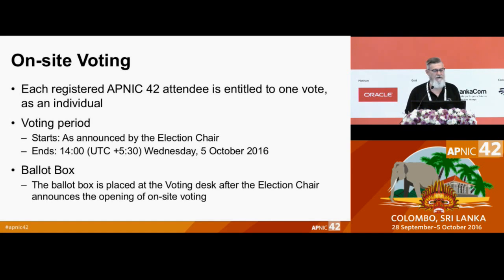So the voting period will start this morning, as announced by the election chair. He'll make sure the ballot box is empty, and when he's satisfied, he'll start the election. It'll end at 2 p.m. local time today, Wednesday the 5th of October, which is the end of lunch. The ballot box will be placed in the voting desk after the election chair announces the opening of on-site voting. That'll be the registration area that you've all seen this week.